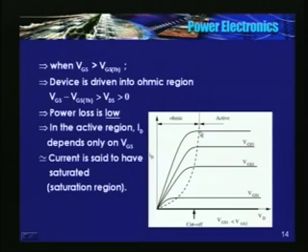Whereas in the active region, ID remains almost constant, independent of VDS, the voltage between drain and source, and depends only on VGS. So in the active region, we can say that current is saturated, so it is also known as the saturation region. Just the opposite of BJT. In BJT, this was supposed to be the active or linear region, and this was saturation, but that region was not that broad. So here we call the linear region the ohmic region, and active the saturation.